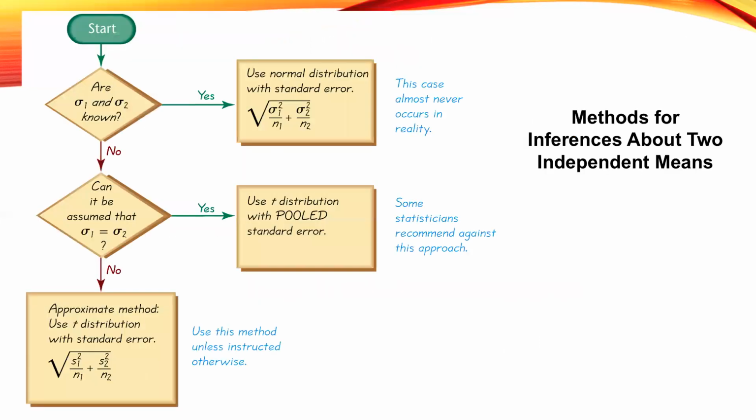So, methods for inferences about 2 independent means. First thing is, do we know sigma 1 and sigma 2? No. Can we assume they're equal? No. Then this is the best way. This is the most common way that we'll do it. If, though, they are known, we'll go with the standard normal distribution. This case almost never occurs in reality, okay? All right, so if we don't know them, but we assume they're equal, then we'll use a pooled standard error. Some statisticians recommend against this approach. So a lot of people recommend this last way, where basically you know nothing about them, you don't assume anything about them, and you go through and test it that way. That's generally how people would look at it.